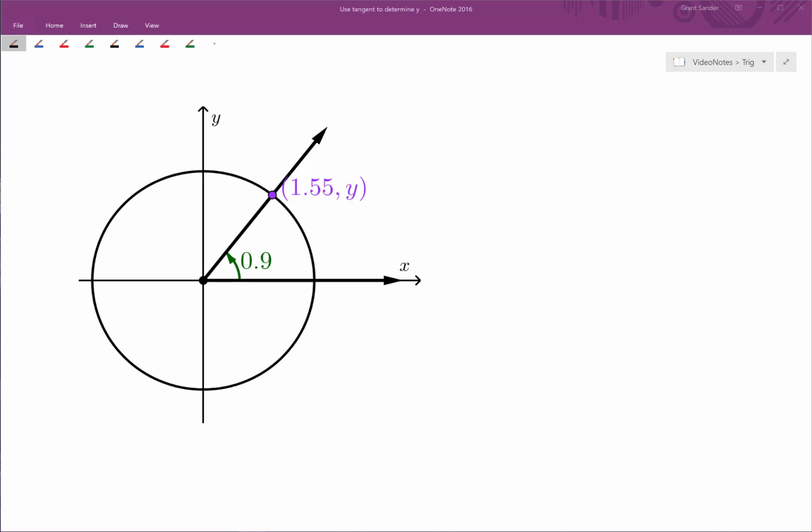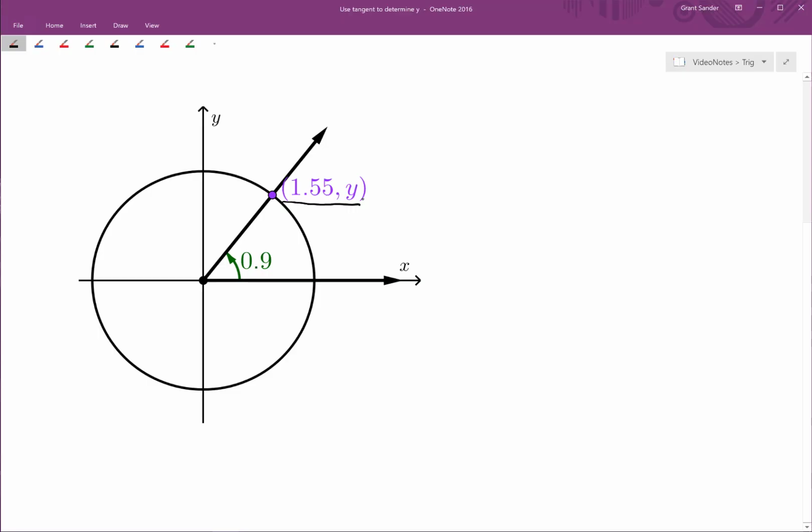Let's look at the following scenario. We have an angle with a measure of 0.9 radians swept out from the 3 o'clock position. The vertex of the angle is at the origin of these axes. And we have a circle with an unknown radius centered at the vertex of the angle. And we have this point 1.55, comma y.